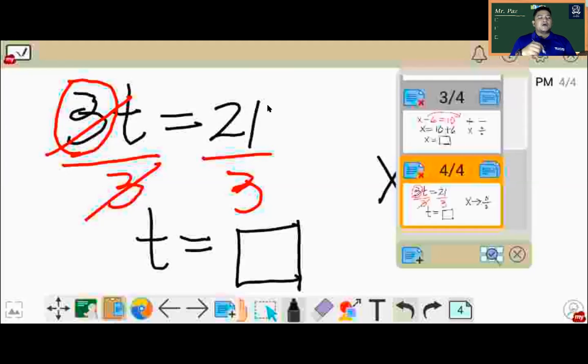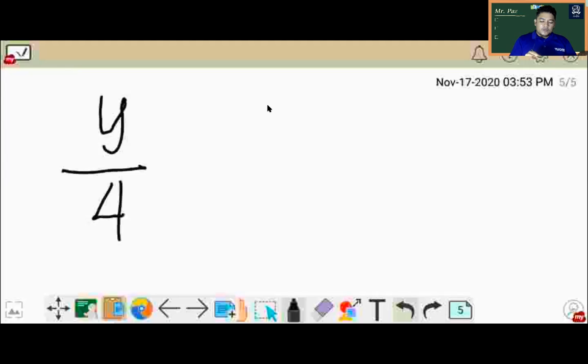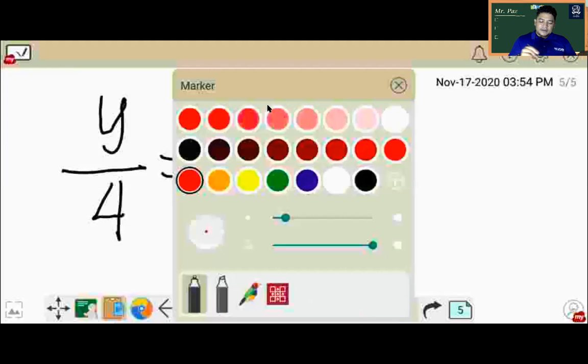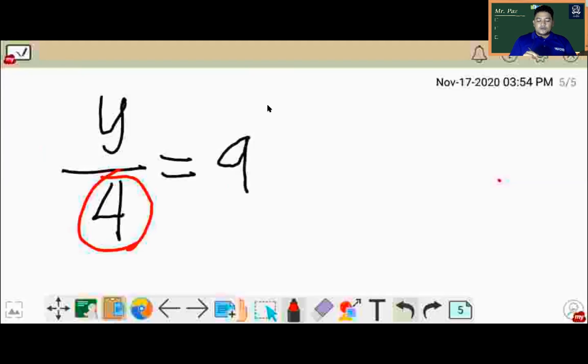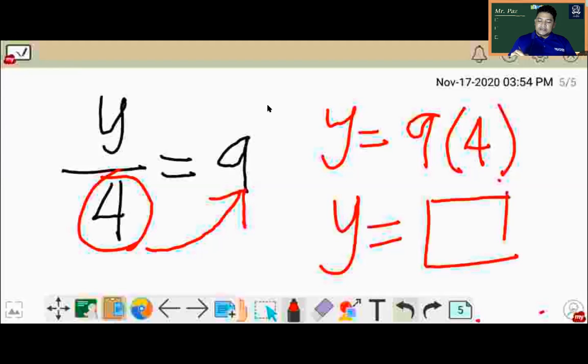What will happen if now we have a number that is dividing? For example, y over 4 equals 9. Look, the 4 is dividing, right? Because it's in the denominator. The rule says I need to put it on the other side. The opposite of division is multiplication. So y would be equal to 9 times 4, which is a multiplication, and you already know the answer.